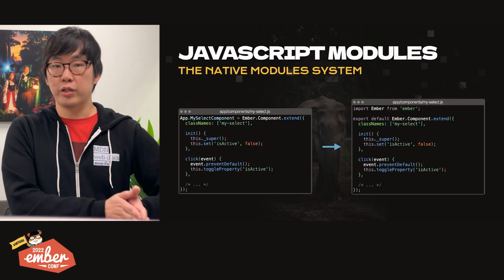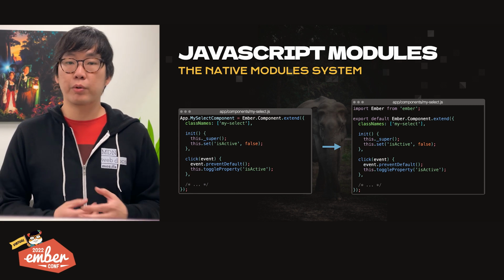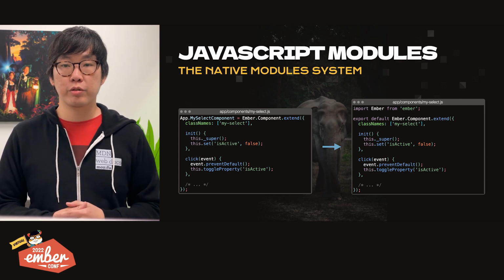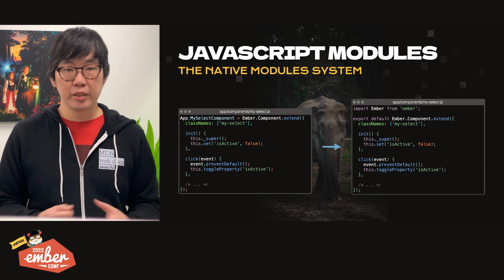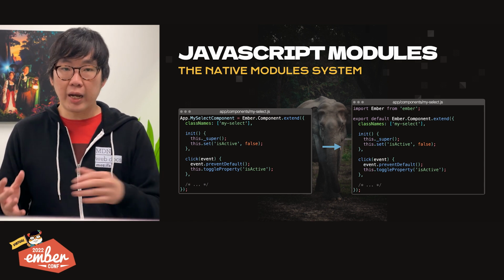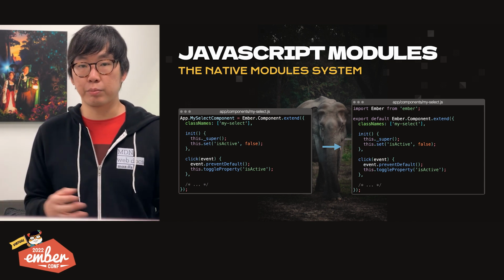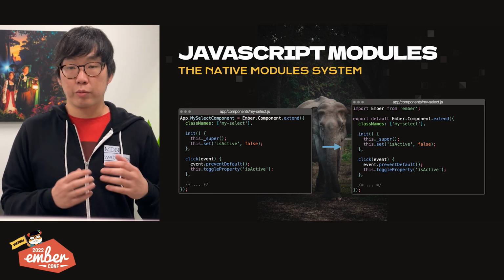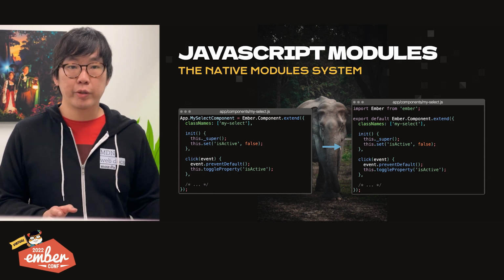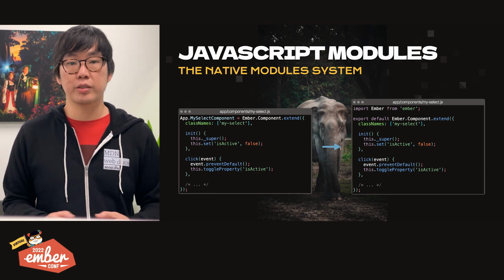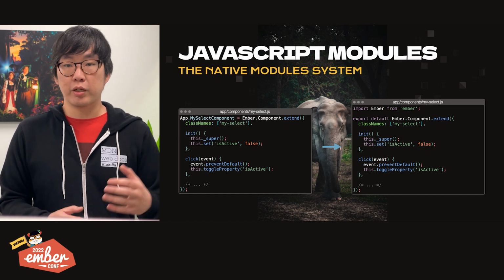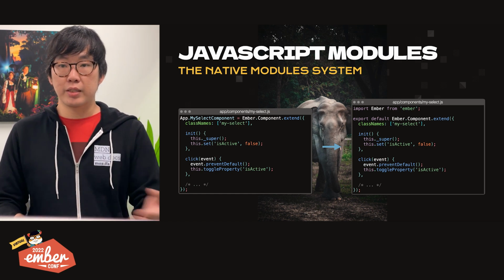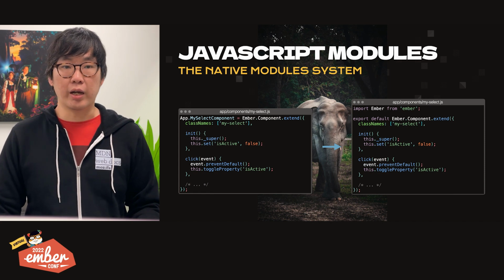Luckily for us, there was something better. At the time, there was a proposal to add a module system to JavaScript, which would solve all these problems. Each module will have its own isolated scope, so they can't accidentally pollute each other. And you have to be very deliberate about sharing things between modules with imports and exports. You're familiar with this, of course, because we have been using it since the very early days of Ember CLI.